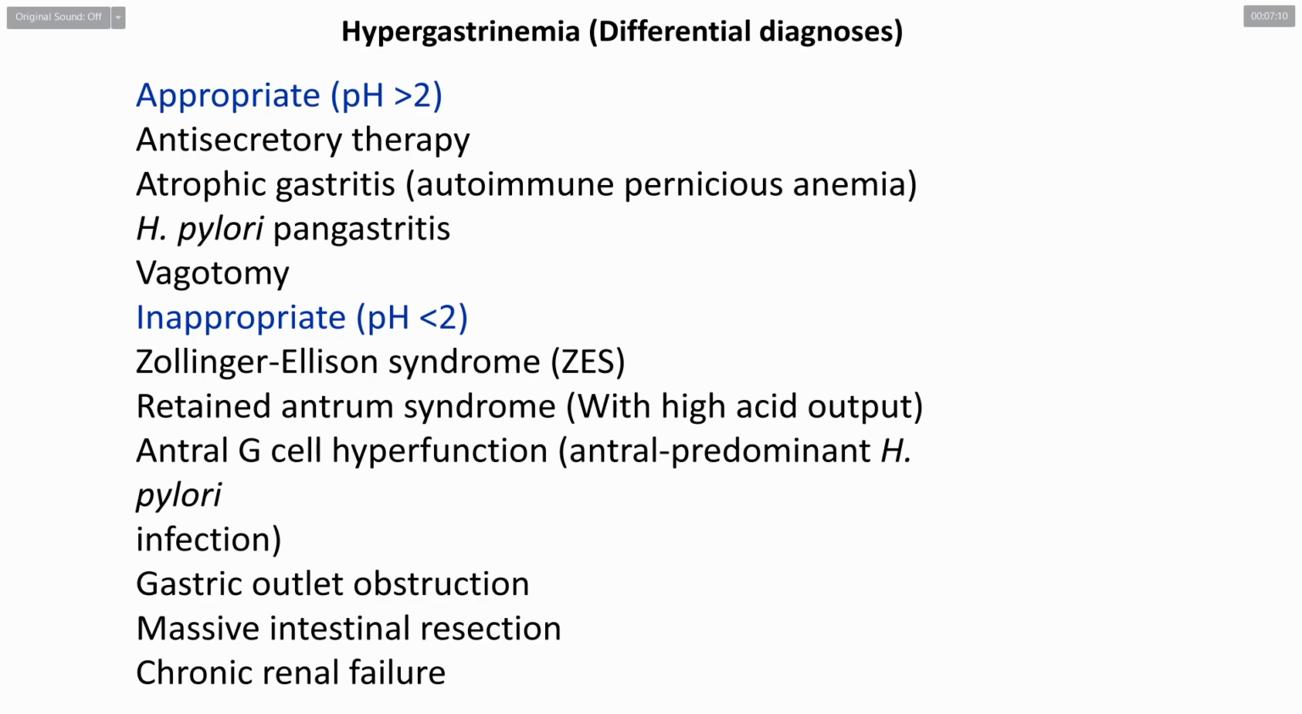زي الهايبوثايرودism اللي عندهم هاشيموتوز. They don't make T4. شو بصير بالTSH?